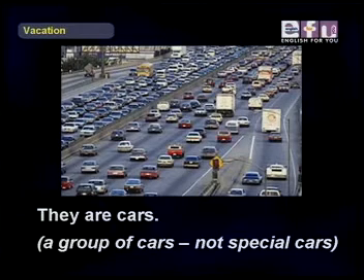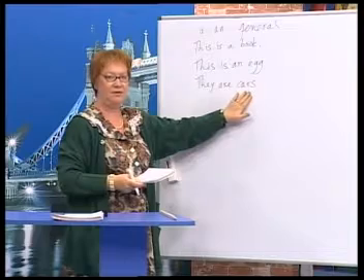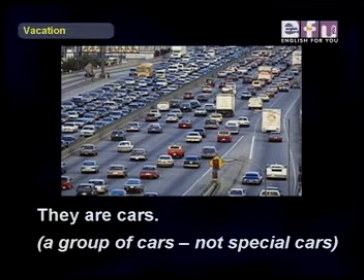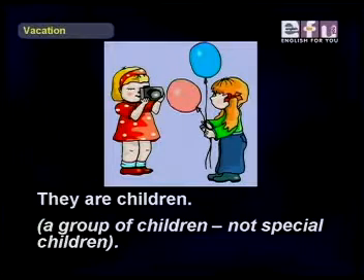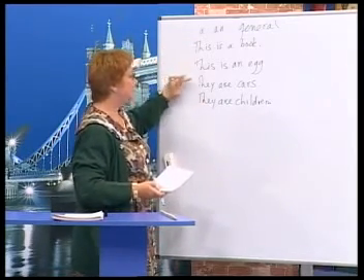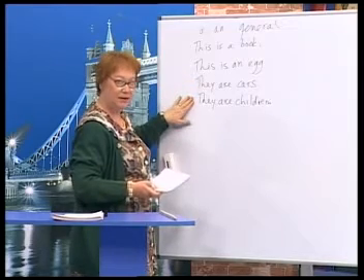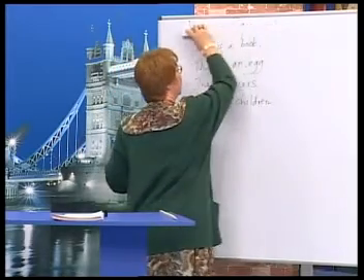They are cars. Plural, general. No article. A group of cars and they're not special. And another example, they are children. It's a group of children. They're not special. This is just general. So all of these are general: singular, plural, plural. Now, if we talk about specific, then these change.